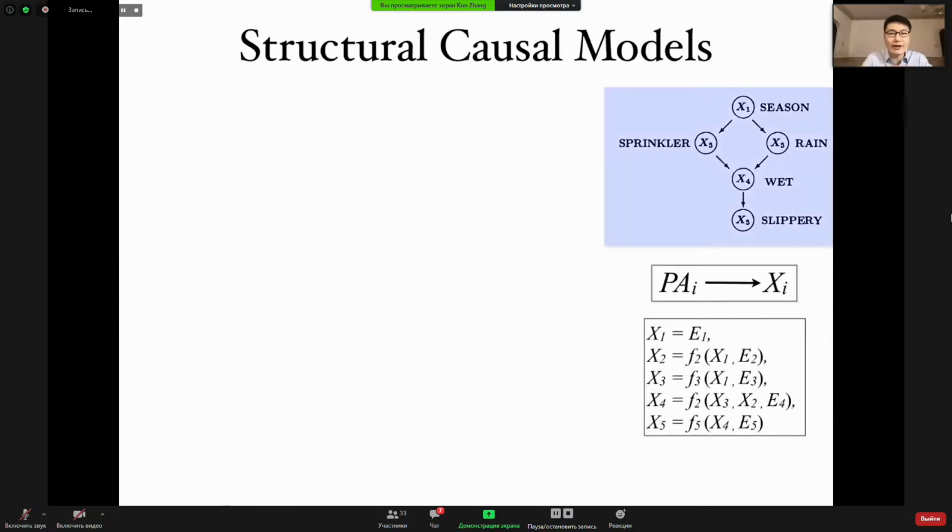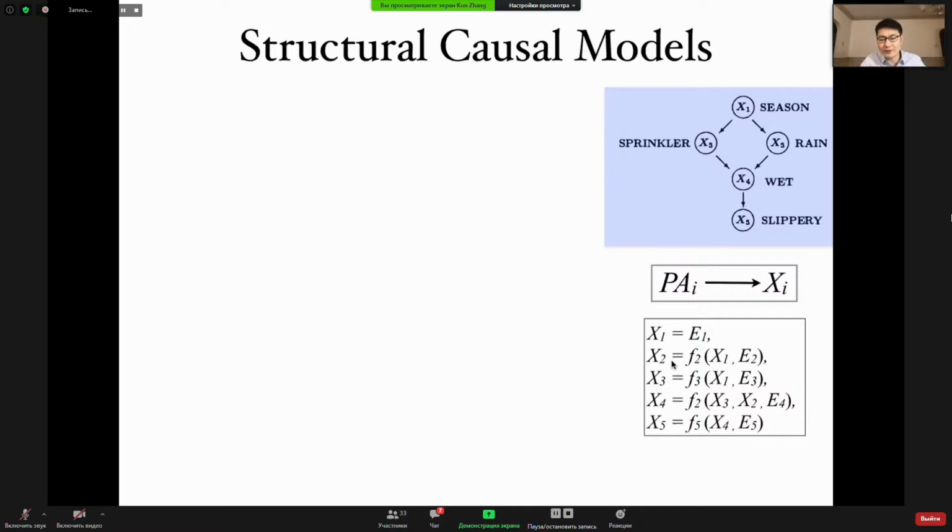Alternatively, we can use the so-called structural equation models or structural causal models. Now we don't use the graph; instead we use a set of equations. We know x1 causes x2 and x1 causes x3. Then x2 can be written as a function of x1 and some other omitted factors or noise, and x3 can also be written as a function of x1 and some other omitted factors, e3, and so on.